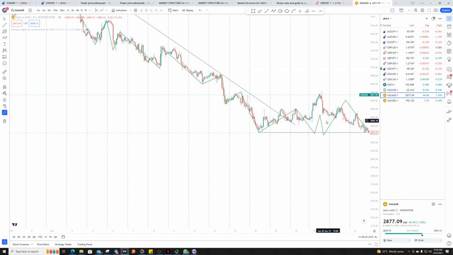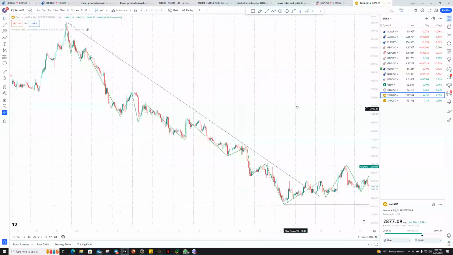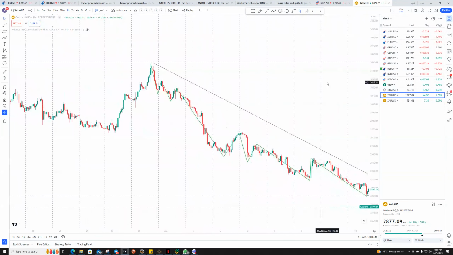All right, so let's look at it this way. So we have a perfect downtrend. The market moved all the way down, pushing down, creating a lower low, lower low, lower low, lower low, lower low, lower low, lower low. Now let's see how it broke all the lows.